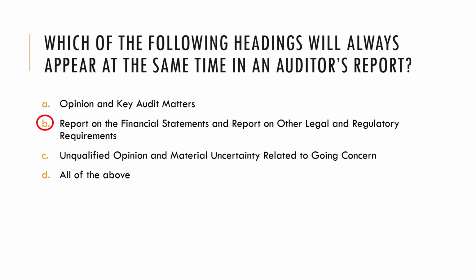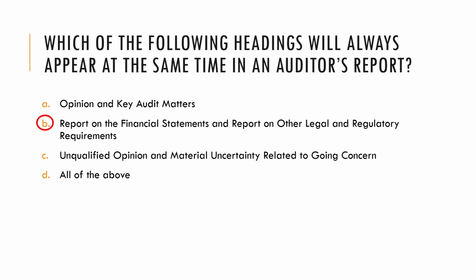Now, we recall that when the auditor has other legal and regulatory requirements, in order to draw out the proper distinction in the audit report between the report of the auditor on the FS and the report of the auditor on the other legal and regulatory requirements, these two headings must appear. Meaning to say, the presence of the heading report on other legal and regulatory requirements will necessitate the presence of the report on the financial statements heading right before the opinion.